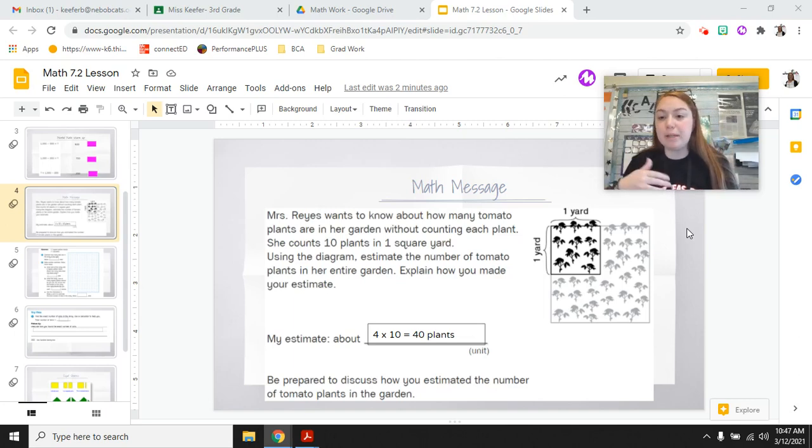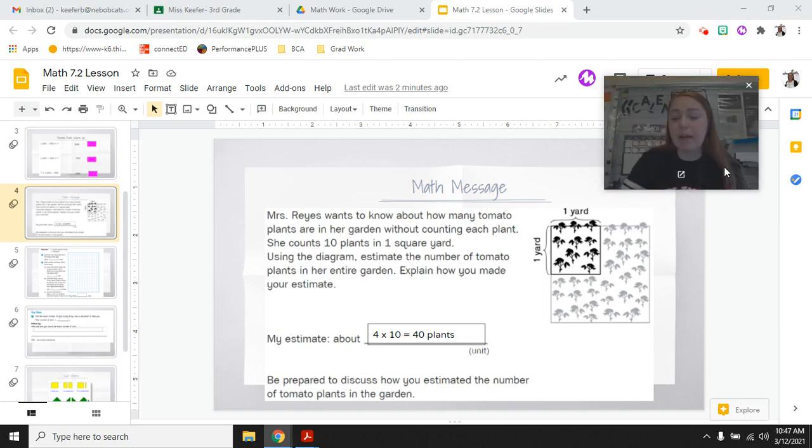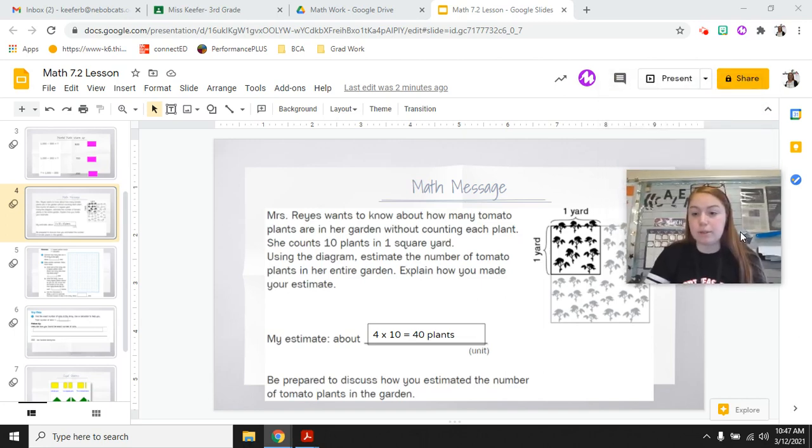If our estimate would have been 60 and we really only counted 38, then we would need to really go back and look at our estimate or look at our answer and make sure that they are both correct, because when they are correct, they should be close.